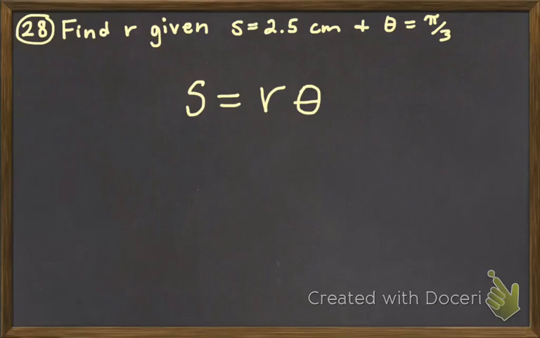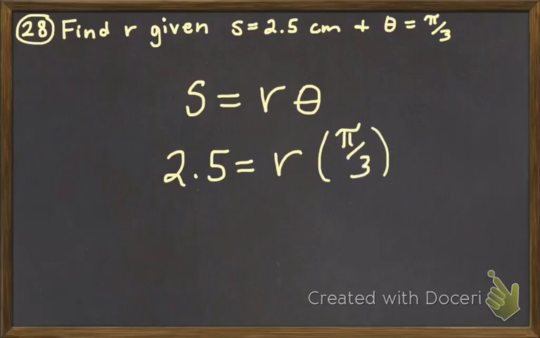So when S is 2.5, we're just going to replace that, and we're solving for R, so we'll leave that there, and then our theta is pi thirds. And I would like for you to do this problem without a calculator and without using decimals, even though it's got a decimal in it, because 2.5 is easily written as 5/2. So we can rewrite this problem as 5/2 equals pi thirds R.